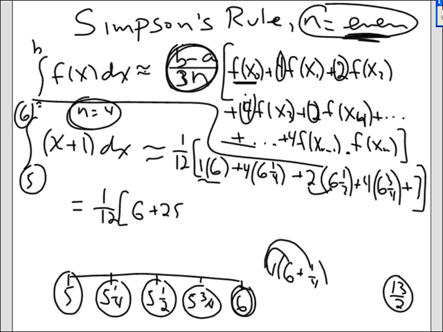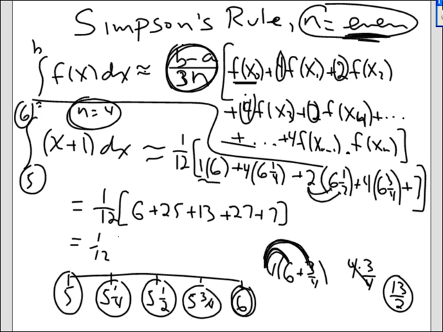2 times 6 is 12. 2 times 1/2 is 1. 2 halves are 1. That gives you 13. Let's multiply 4 by 6 3/4. 4 times 6 is 24. 4 times 3/4 is just 3. So you have 24 plus 3, 27. Plus 7 more.